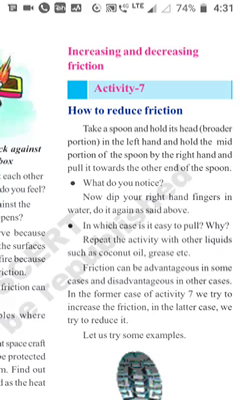What do you notice? Now dip your right hand fingers in water. Do it again as said above. In which case is it easy to pull? Now repeat the activity with other liquids such as oil, grease, etc. Friction can be an advantage in some cases and a disadvantage in other cases. In the former case of activity 7, we try to increase the friction. In the latter case, we try to reduce it.